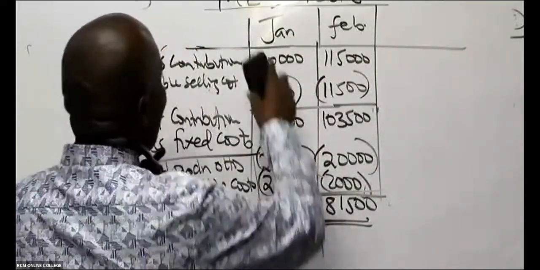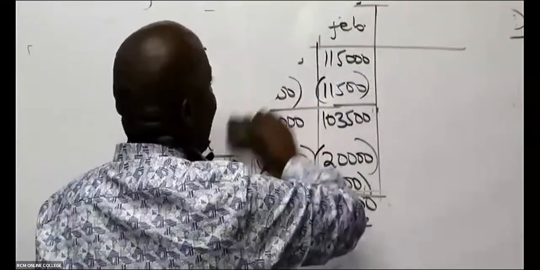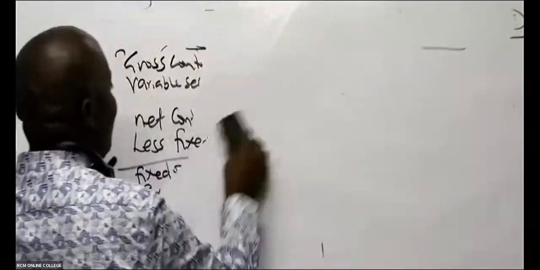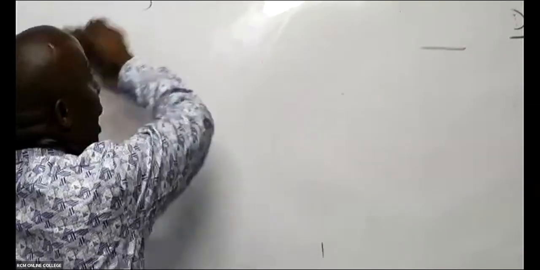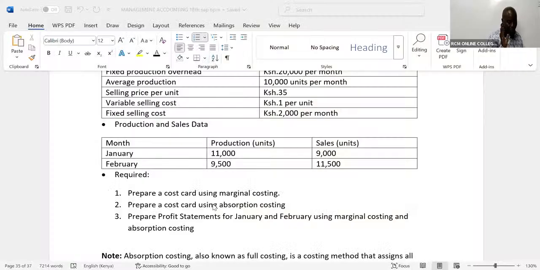Now, if you allow me, I will take you through what we call P&L, but this time using absorption costing. Very easy. Please ensure that you ask questions, but most of the things will just fall in place as we continue. I'm just doing one illustration question from my old papers. So under marginal costing that we have done, now absorption costing, what is expected of us?